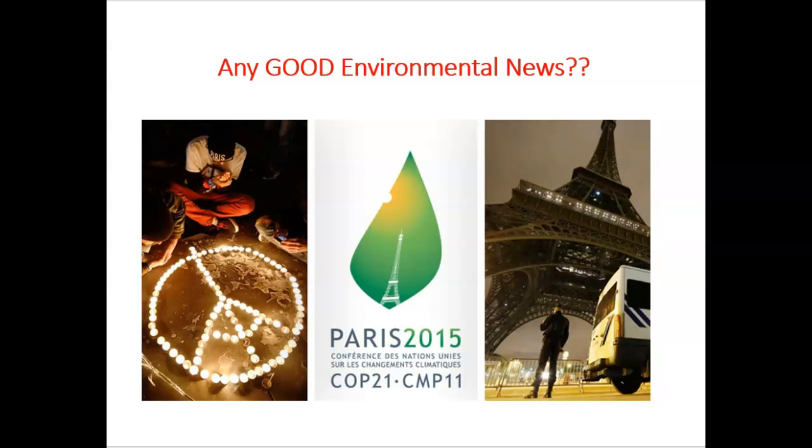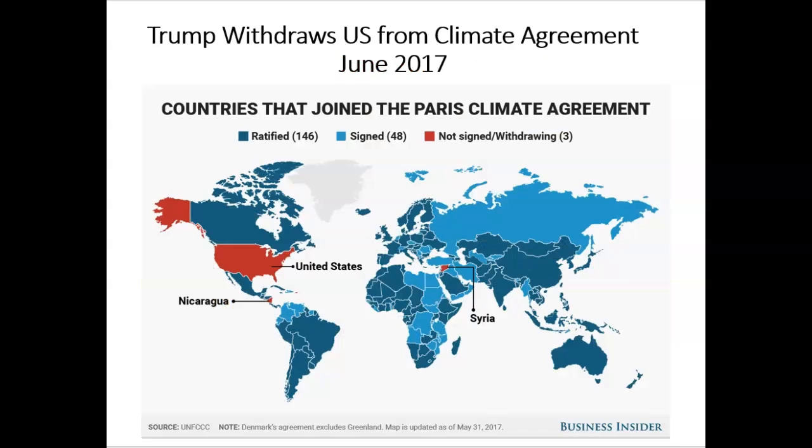And so unfortunately, President Trump decided to withdraw the United States from the climate treaty in June of 2017. The only countries that have not signed or have withdrawn are Syria, Nicaragua, and the United States. Most of the other countries have either signed or ratified and are working towards solutions.